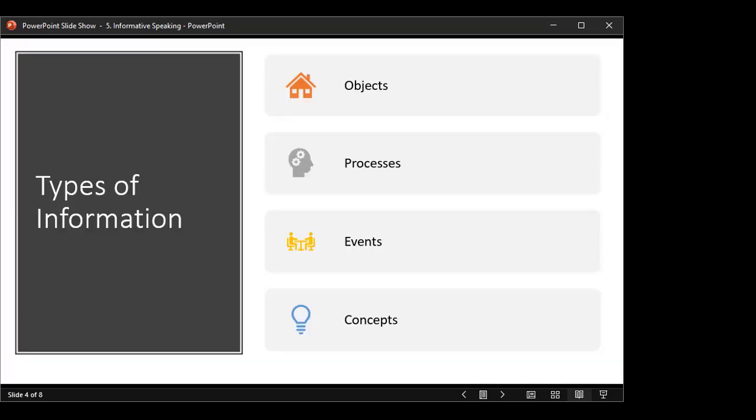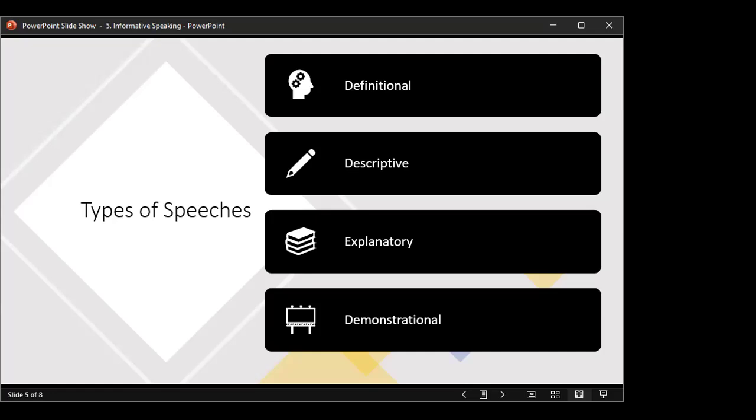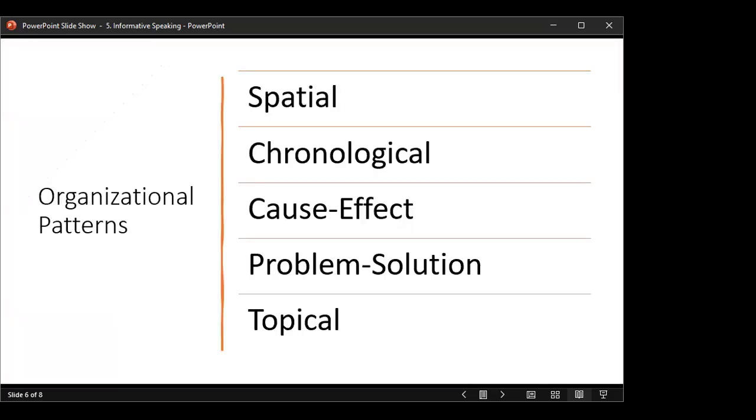But if you connect these three things, the type of information you present, the type of speech, your gift wrap, and the organizational pattern, this is going to be your fancy details, your cards, that kind of thing. You ultimately create information that is hopefully a pleasure to receive and it makes sense.